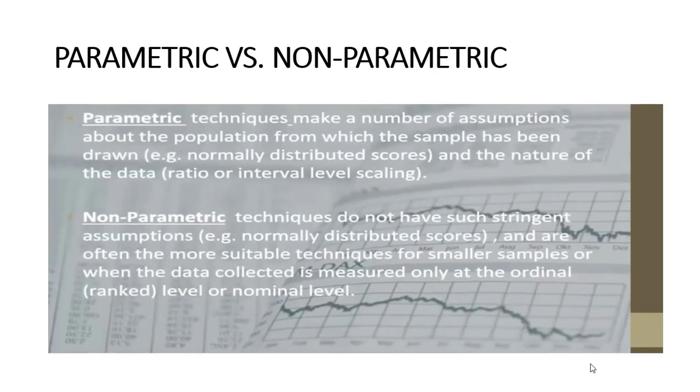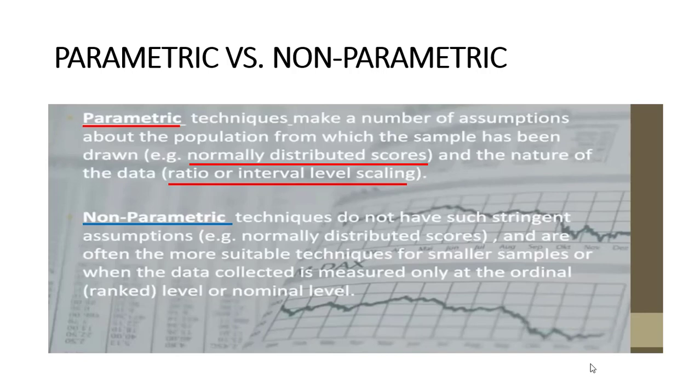When it comes to tests, there are going to be two kinds of tests, what we call parametric and non-parametric tests. Now, parametric tests make a number of assumptions about the population from which the sample has been drawn. So in that case, we need to make sure that we have normally distributed scores, so normal distribution, and also we need to have what we call ratio or interval data. Remember, ratio is also called continuous data or interval data.